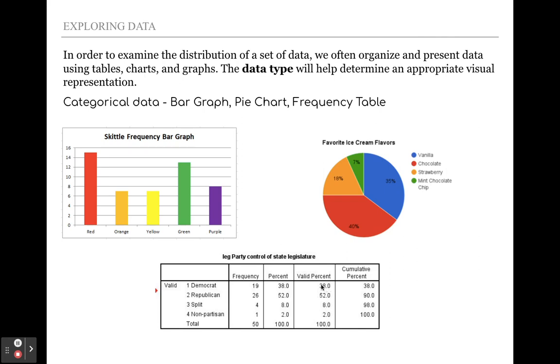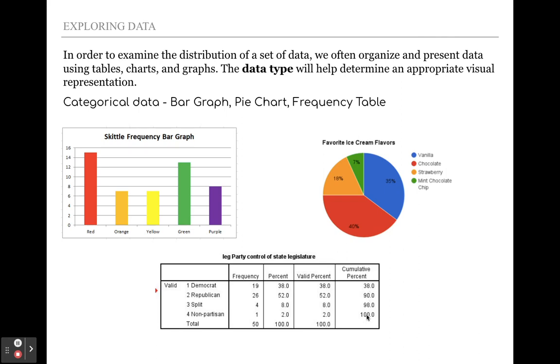If you had certain people not respond, the valid percent would be different than the percent, and the valid percent would be the percent of those who responded, where the percent would be the percent out of the total sample, members of the sample, whether or not they responded. So I tend to look at the valid percent to get a better idea because that includes those who responded.